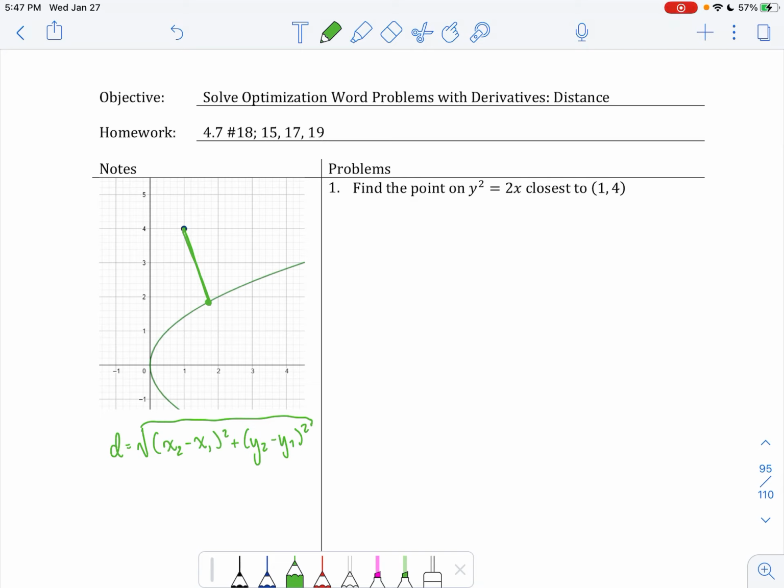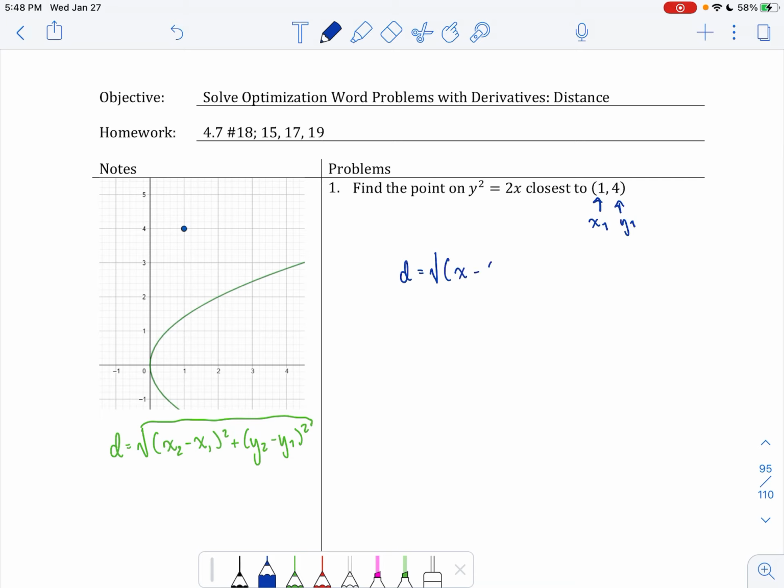Find the point on y squared equals 2x, which is the graph in green right there, closest to (1, 4), which is this point here. As I said before, all of these are going to use the distance formula. Here we have some of our points already, so this is nice in terms of plugging them in. This is our x1 and this is our y1. We can start out by saying our goal is to find the minimum of the distance formula.